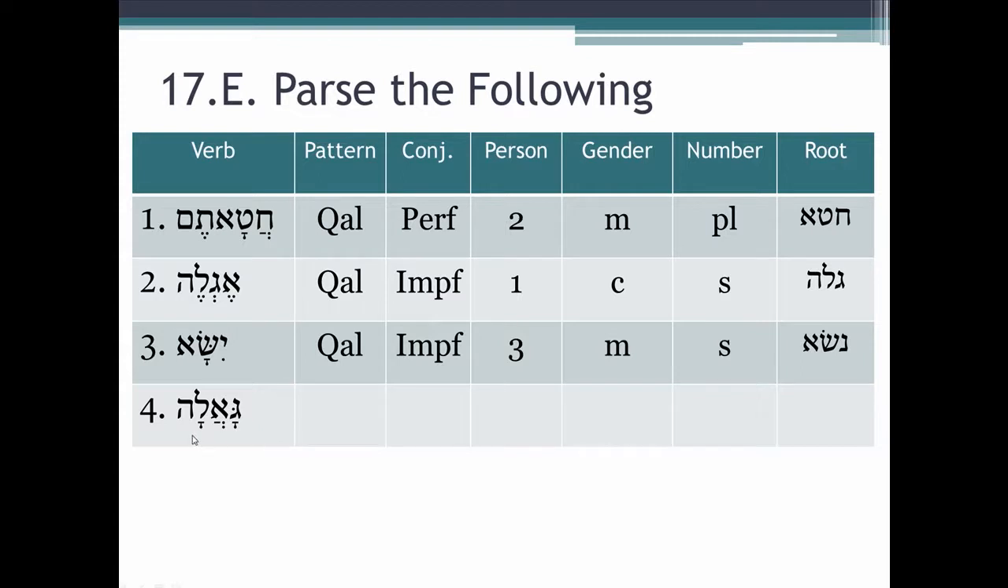Ga'ala, do we have a prefix? No. We know that because our lemma, ga'al, is, again, we've memorized our vocabulary, so we know what that is. And so therefore we have a Qal perfect, third feminine singular from ga'al.